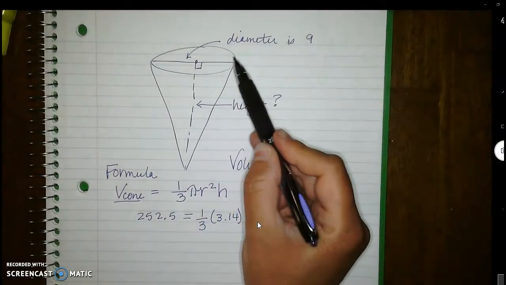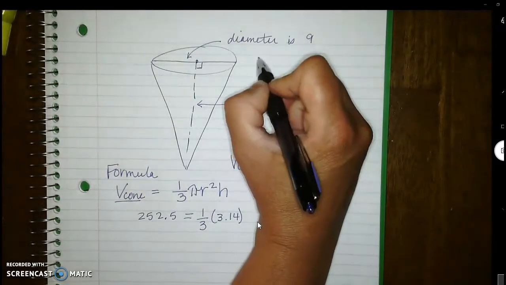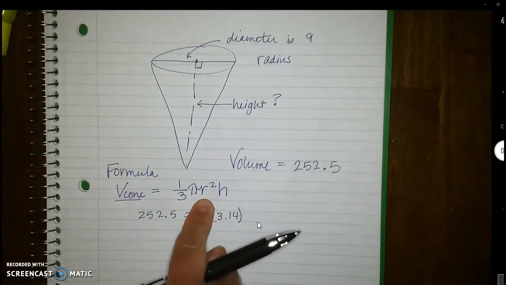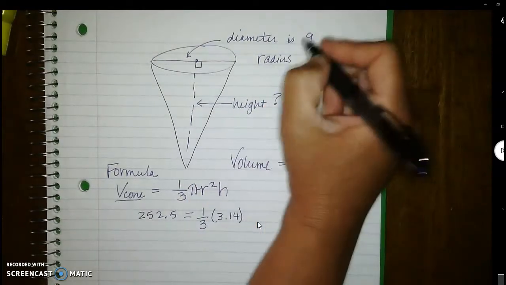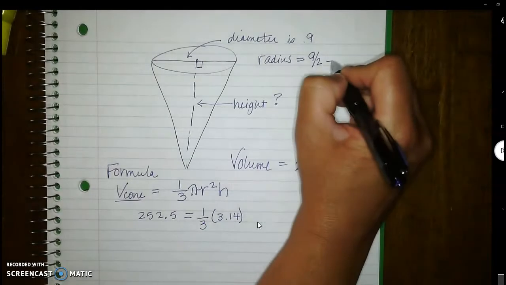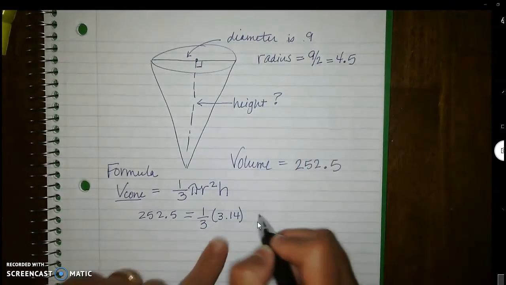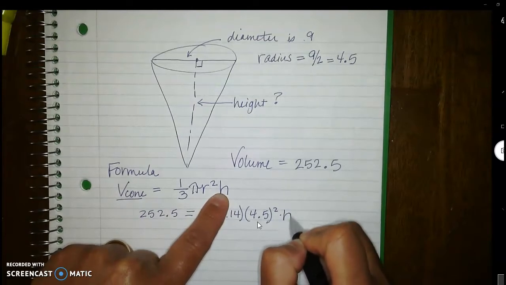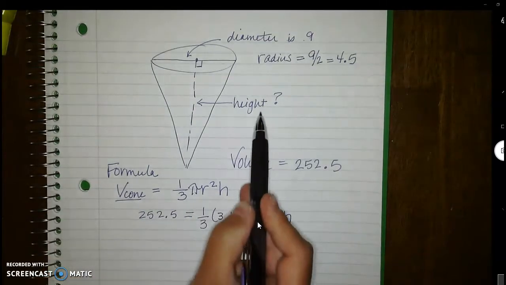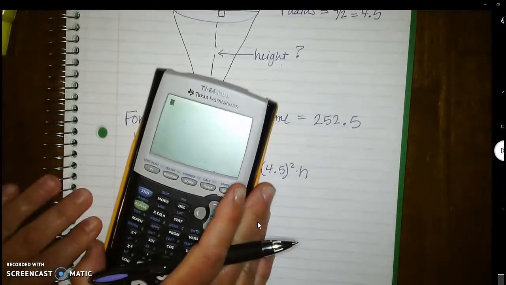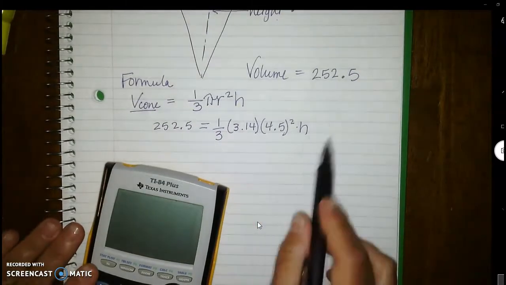squared. So if you're given a diameter, to find the radius, because the formula requires that you use an r, not the d, you're going to take the diameter and divide by 2. So 9 divided by 2 is 4.5. So I'm going to put 4.5 squared and then times h, because I don't know what the height is. That's what we're trying to find. Okay, so I'm going to get my handy dandy calculator out, type some numbers in and solve this equation.